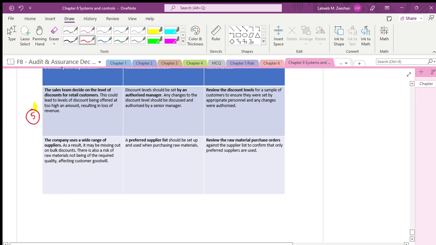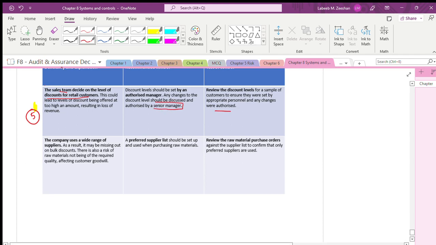One question will be there. Just trust me. One question will be there on controls, deficiency in the controls, and test of controls. What is it? The sales team will decide the discount for the retail customers. No, that is not the case as such. It has to be approved by the authorized person, by the senior manager.